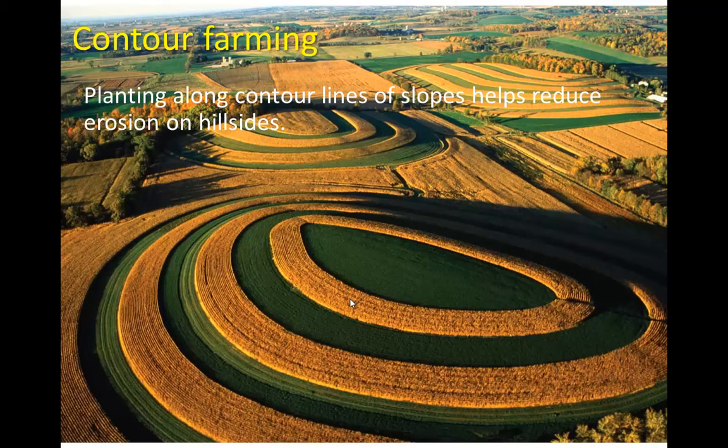Contrast this with planting all these rows going downhill, where you would have basically the opposite effect. Any water that lands at the top is going to run right down the rows, gaining speed as it does, causing more erosion. So this can help reduce erosion on hillsides just by putting your rows along the hillside rather than down the hillside.